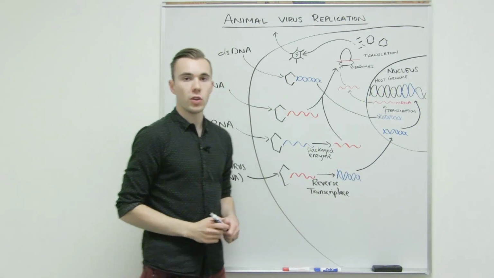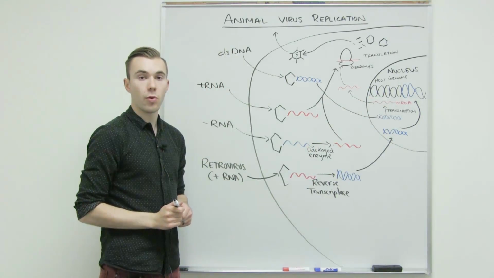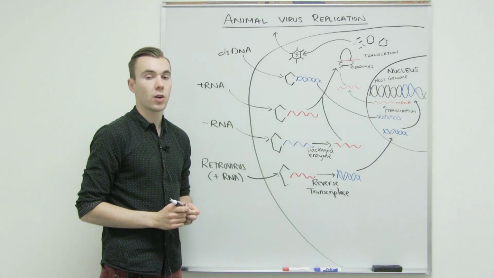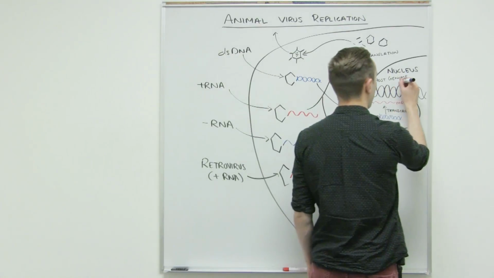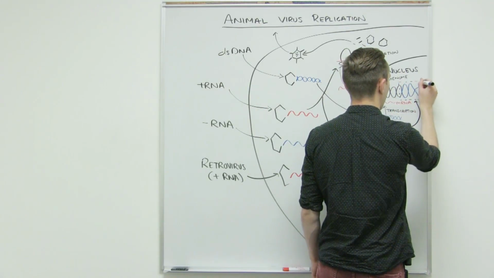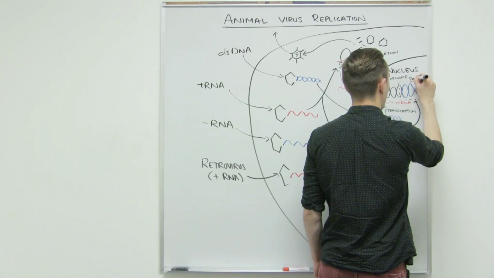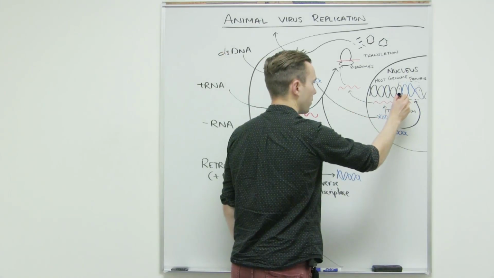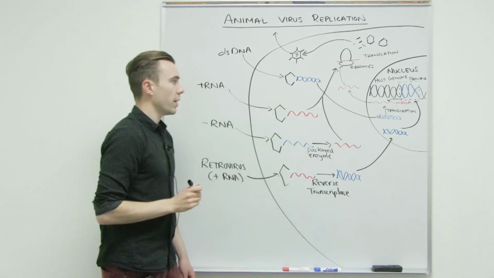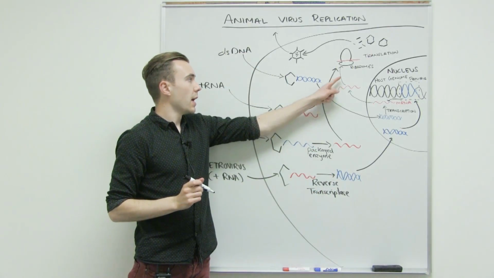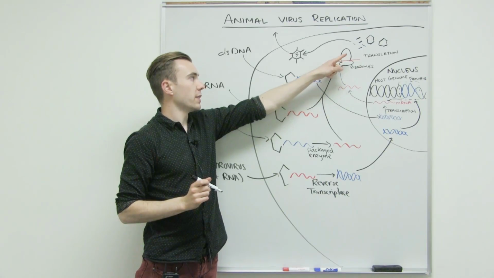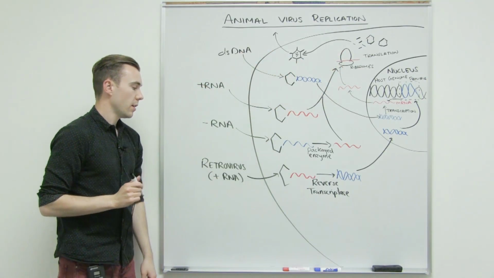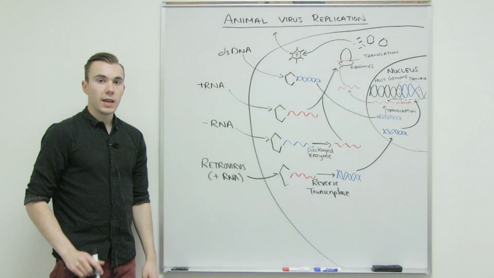This integration into the host genome has a special term. It's called provirus. So with bacteriophage, it's called prophage, but with animal viruses, it's called provirus. Eventually, it's going to be transcribed into mRNA. That mRNA is going to leave into the cytoplasm, and then it's going to go to the ribosomes for translation, assembly, and leaving. These are the viral life cycle strategies.